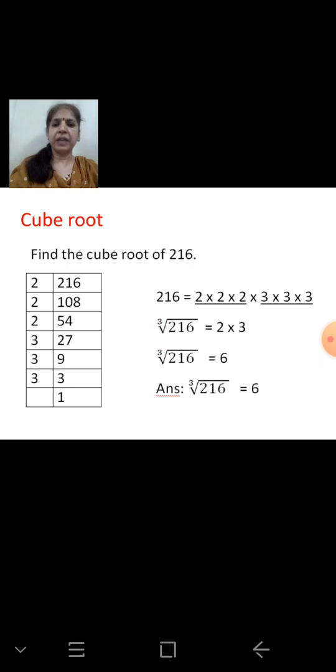Okay, how I have done. And you are already writing in the ruled books. Lines are there. So just draw one standing line. And we will try to write the factors directly.